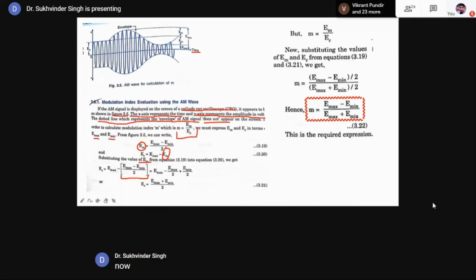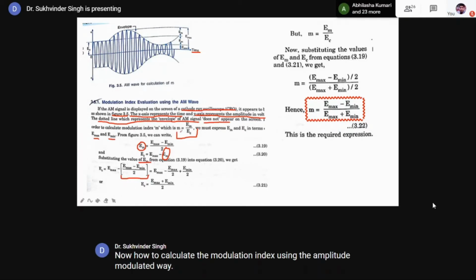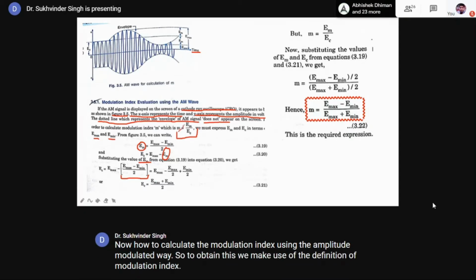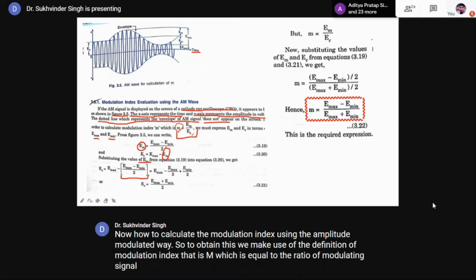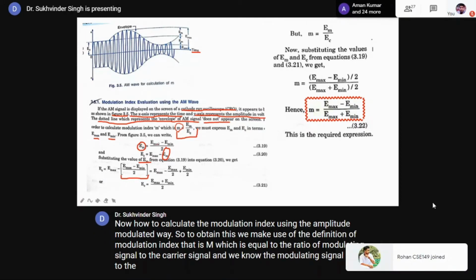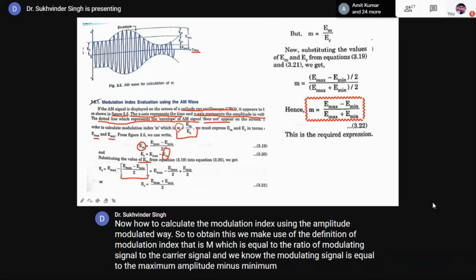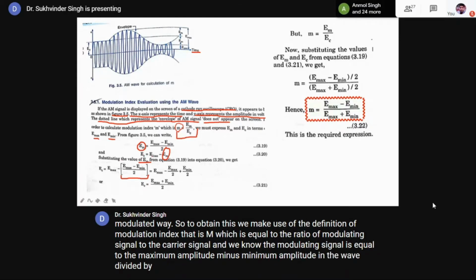Now, how to calculate the modulation index using the amplitude modulated wave? To obtain this, we make use of the definition of modulation index, that is M, which is equal to the ratio of modulating signal to the carrier signal. And we know the modulating signal is equal to the maximum amplitude minus minimum amplitude in the wave divided by 2. And carrier is equal to maximum amplitude minus modulating signal.